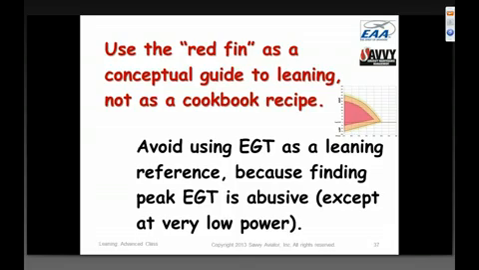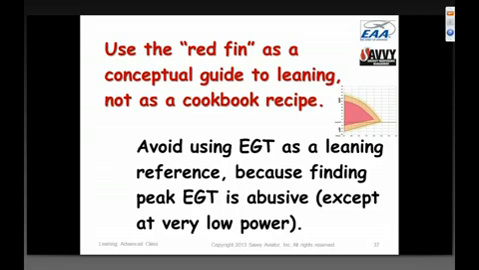This is not a cookbook. I don't want you to print this out and try to duplicate it in the cockpit, because we aren't using EGT as a reference. We're simply trying to avoid excessive CHTs, and the red fin gives us a sort of conceptual guide to the areas we have to avoid in order to avoid having excessive cylinder head temperatures.